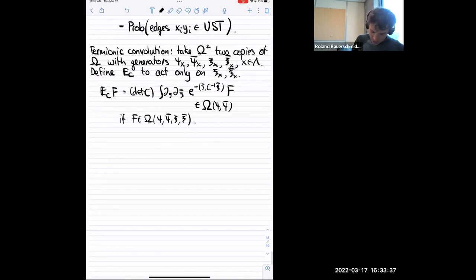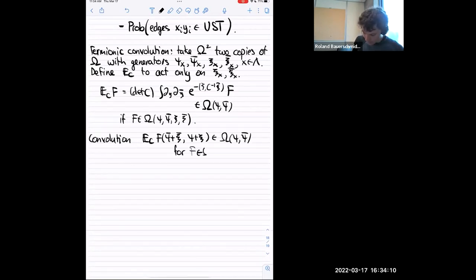And so the convolution is now defined. We start with F of psi. We replace every psi by psi plus psi, and every psi bar by psi bar plus psi bar. And so this is in the algebra generated by the psi's. So we start with an element of the algebra generated by the psi's, and we again get one by this convolution. That happens by taking two copies, taking the sum, and then integrating over one of them.